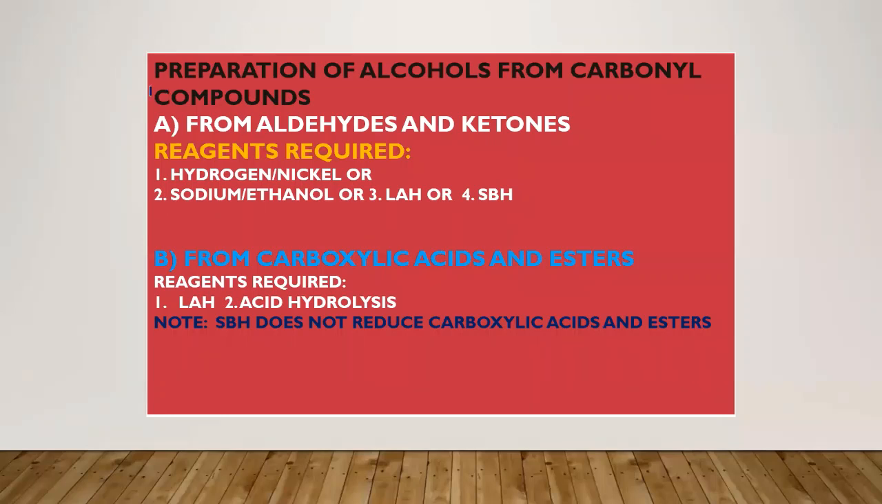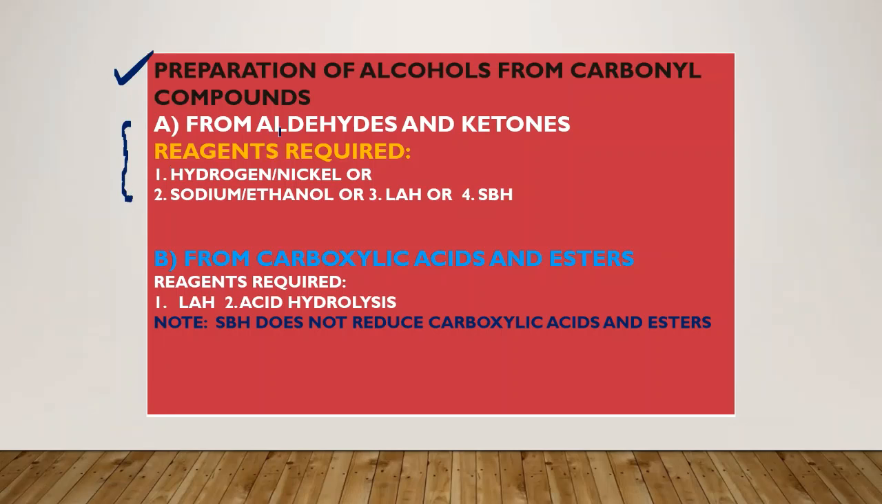Dear students, let us now understand the preparation of alcohols from carbonyl compounds. How are we going to prepare them? Have a look. First of all, we will take aldehydes and ketones, which are our carbonyl compounds, and prepare alcohols from them. Then we will take carboxylic acids and esters and prepare alcohols from them. So first of all, we will focus on aldehydes and ketones.